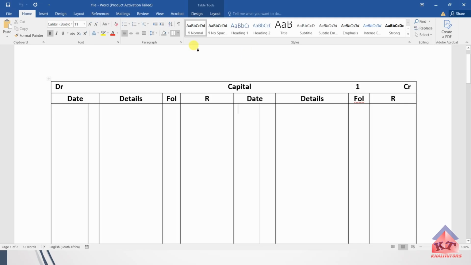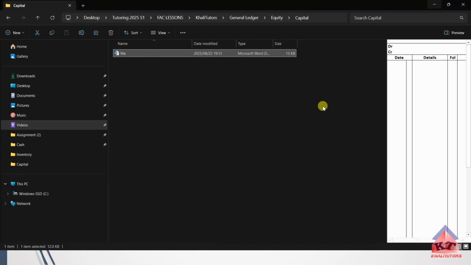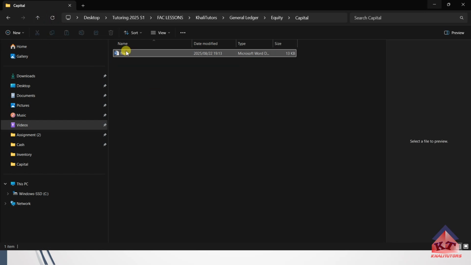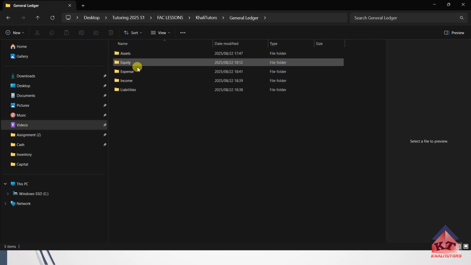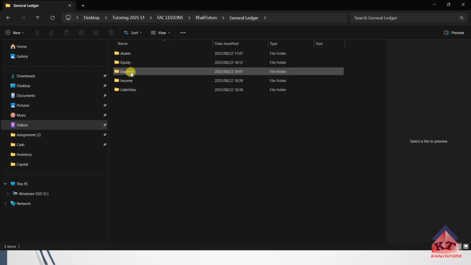Okay, I'm going to explain further this information here as we proceed, but at the moment, in order for you to understand what we mean by general ledger, I think this is just sufficient. Okay, so we are going to work on this file as we continue with the double entry principle. But at the moment, what I want you to know is that the general ledger is a collection of assets, equity, expense, income, and liabilities accounts. That is all that you need to know.